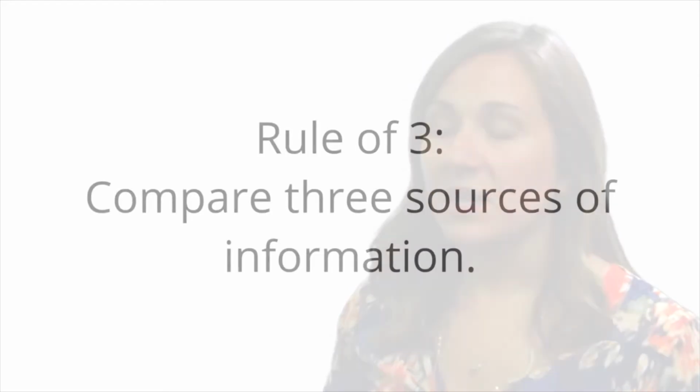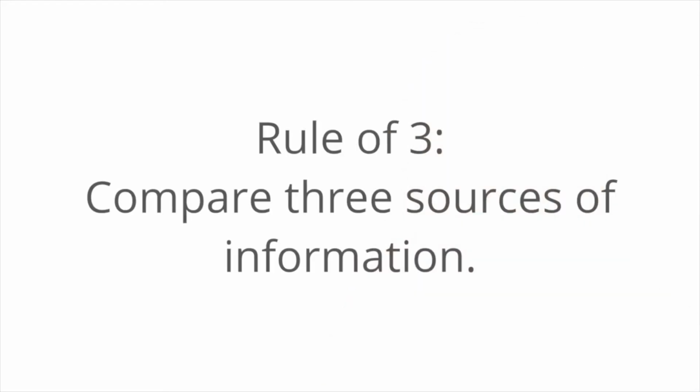And beyond just double checking, they should follow the rule of three. The rule of three is really making sure that you're comparing 3 different sources to make sure that your information is really valid. It's also important to make sure that you include one source with an opposing viewpoint.